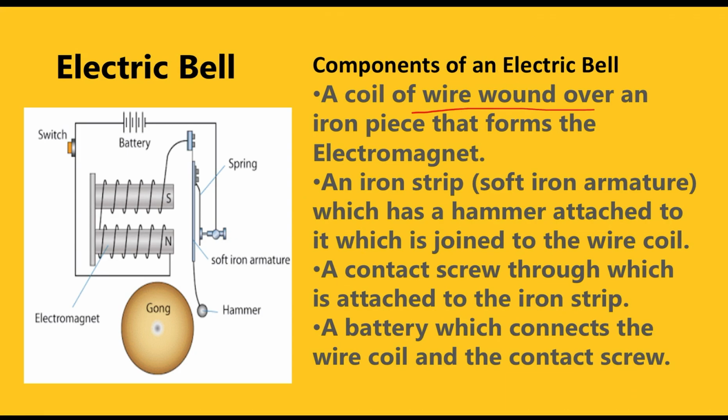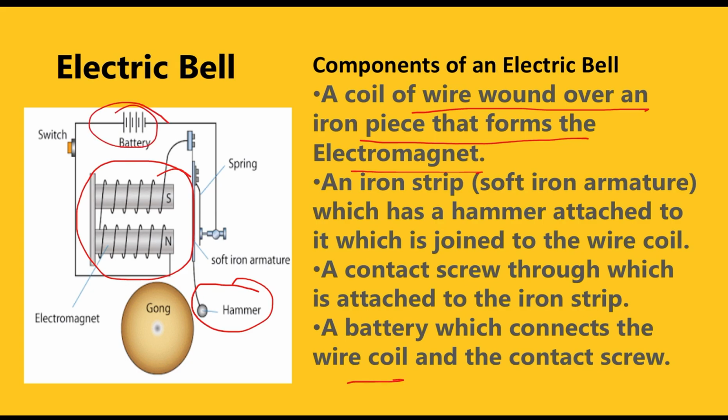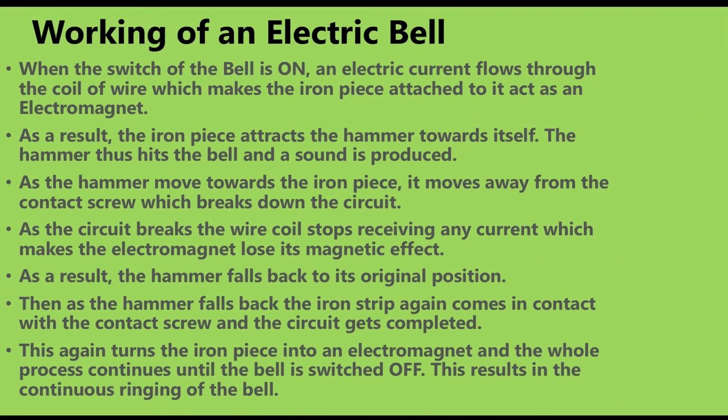Next is, what is an electric bell? A coil of wire wound over an iron piece that forms the electromagnet. You can see this is the coil of wire. A strip of soft iron core which has a hammer attached to it is joined to the wire. This is the hammer attached to this wire. A battery which connects the coil, and this is the battery. Now these are the components we have seen.